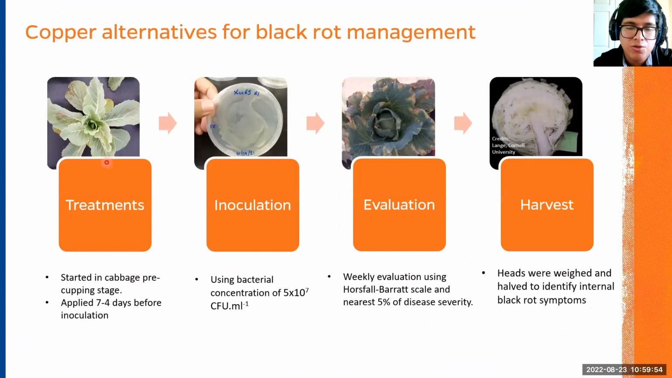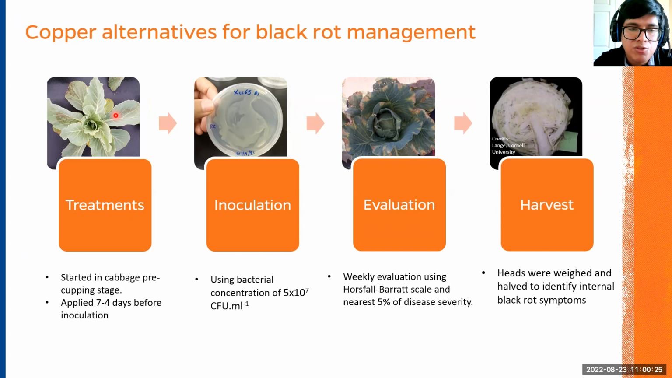So what I'm going to start doing now is talking about the research that we are conducting here at the Gulf Coast Research and Education Center. For this set of trials, we always use the cabbage cultivar Bronco. We grow it here in our greenhouse, and then we transplant it into the fields. And we wait in the field until the cabbage is in the pre-cupping stage, as you can see here in the picture. And then we start the application of the treatments 7 to 4 days before the inoculation.